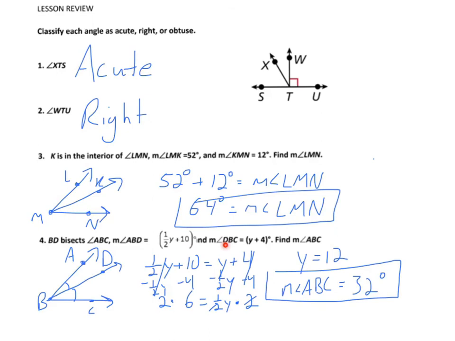I solve for y, so I subtract 1/2 y from both sides. I subtract 4 from both sides, and that gives me 6 equals 1/2 y. I don't want 1/2 y, I want the total y, so I multiply both sides by 2, and I get y equals 12. Once I know y equals 12, I can plug it into either of these angles to figure out what half of the angle is, and then multiply it by 2 to figure out the entire angle. So I just picked DBC. I said, all right, well, 12 plus 4 is 16. So if half the angle is 16, the entire angle has to be 32.